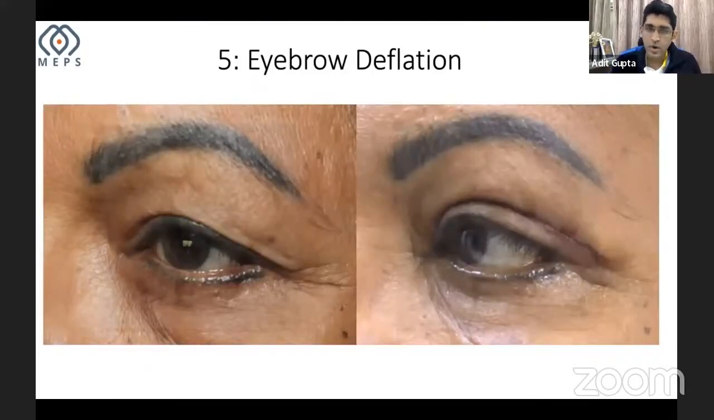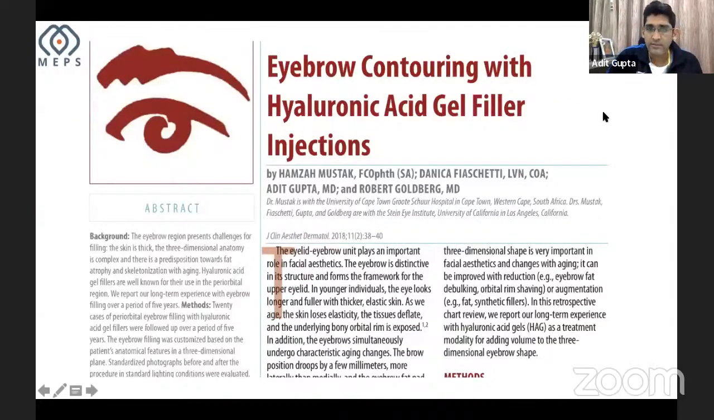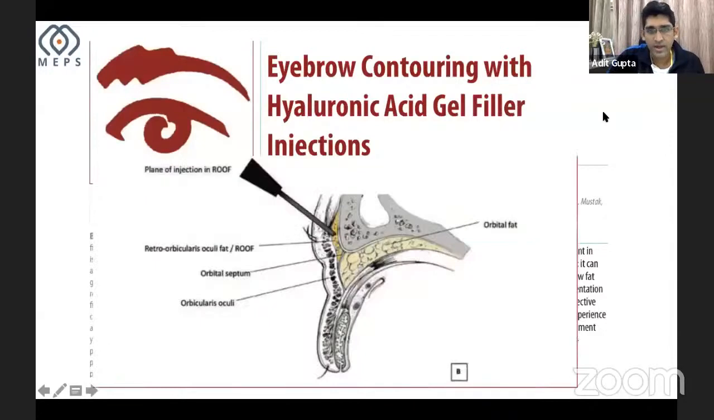Last but not the least, we should not leave the eyebrow away. Most of the patients, especially beyond the age of 50, undergo eyebrow fat pad deflation, which causes drooping of the eyelid skin and the eyebrow beneath the orbital rim. Such patients can undergo a blepharoplasty combined with a little bit of eyebrow filler injection. We have published about our experience with eyebrow filler injections. This is usually done in the retro-orbicularis fat pad or the eyebrow fat pad, which gets inflated with the filler injection. It is a very safe injection.